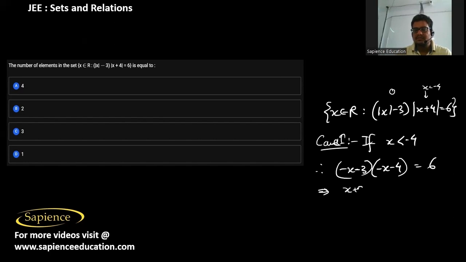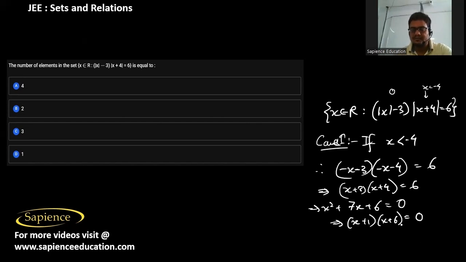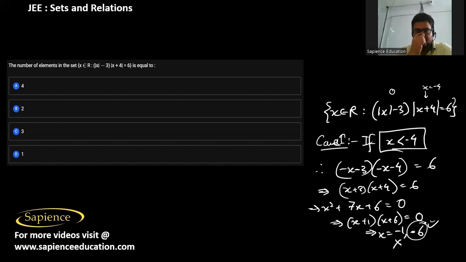So then we can solve it. Then we will get x plus 3 into x plus 4 equal to 6. So then we can say x square plus 4x plus 3x, that is 7x, plus 12 minus 6, that is 6, equal to 0. So here we will get x plus 1 into x plus 6 equal to 0. So therefore x will be equal to -1, -6. So x cannot be -1, since x should be less than -4. So x should be -6. So one element we can get. So the set contains the element -6.